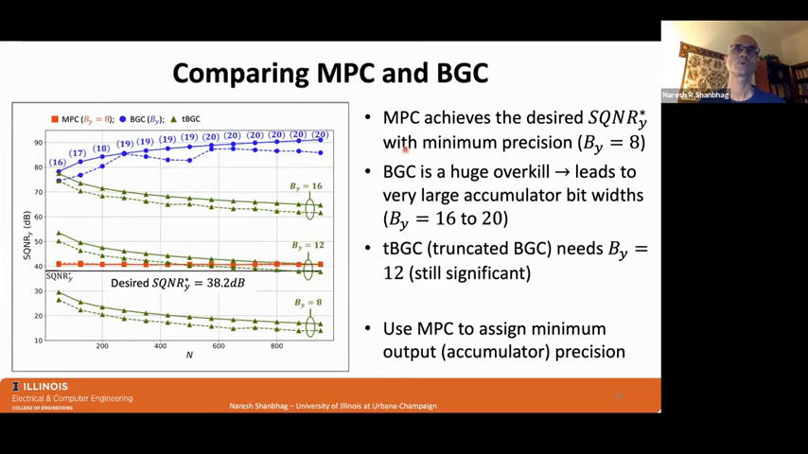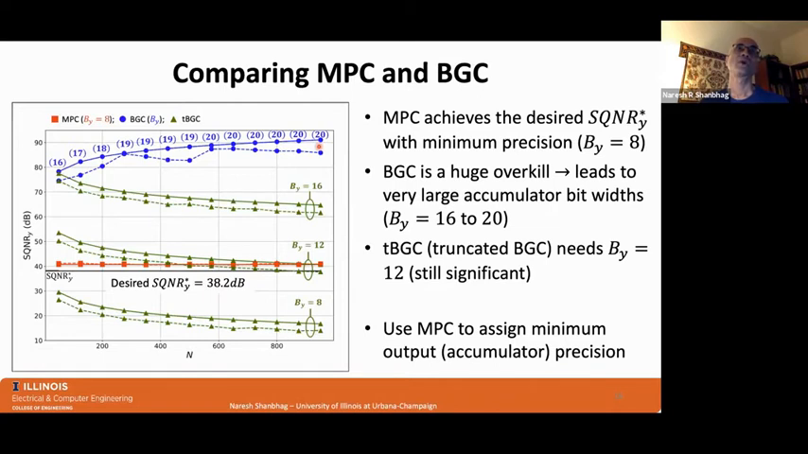And now we are asking the question, what is the minimum output precision we need? The desired SQNR is about 38.2. This is 9 dB above the input noise reflected at the output. And you'll see that BGC is sitting right up there. It's a real overkill, because if you follow the bit growth model, you're giving that much margin when it is not needed. The MPC method is sitting right there with 8 bits. So this red curve is 8 bits. You meet the requirements on SQNR with 8 bits, whereas BGC would be taking maybe 16 to 20 bits.